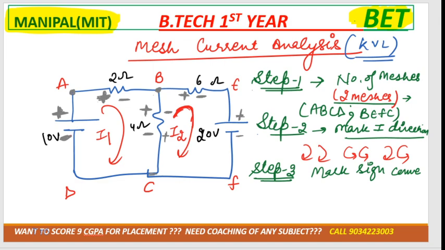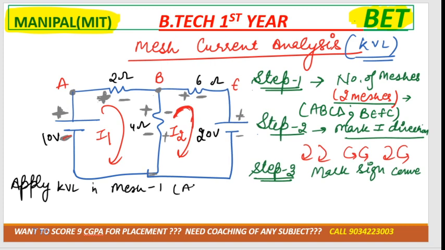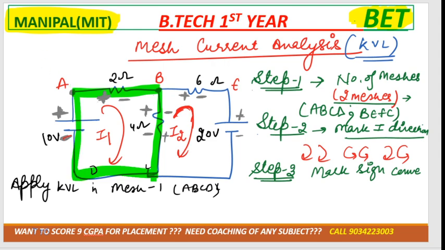Now we have to apply the KVL equation. Okay, so now what you need to write down: apply KVL in mesh 1. What is mesh 1? Mesh 1 is A, B, C, D. Okay, so start from A. Just imagine you are moving. You are moving from A to B, then you will move from B to C, C to D and back to A, right? From the position where you have started, that will be the ending position. If you start from A, you have to end at A.